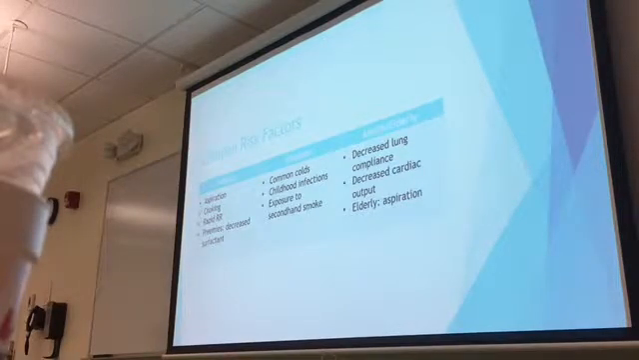Adults and elderly, they have a decreased lung compliance. So if I have a decreased lung compliance, how easy is it to get oxygen into you? It's very, very hard because they're stiff, okay? What if I have a decreased cardiac output? That would be a risk factor. And then elderly, they aspirate. So what happens when I aspirate?